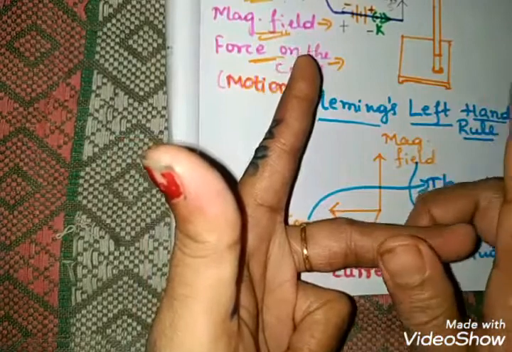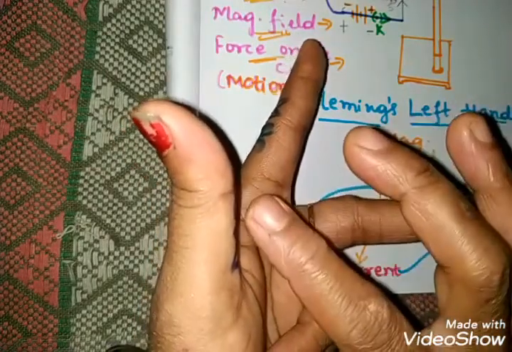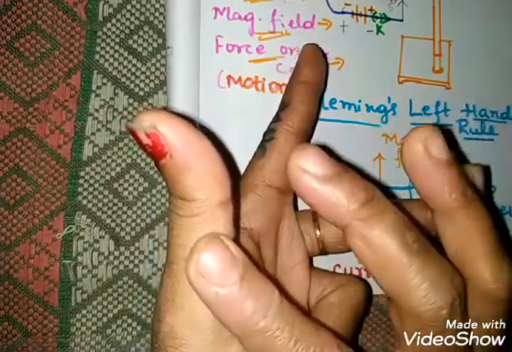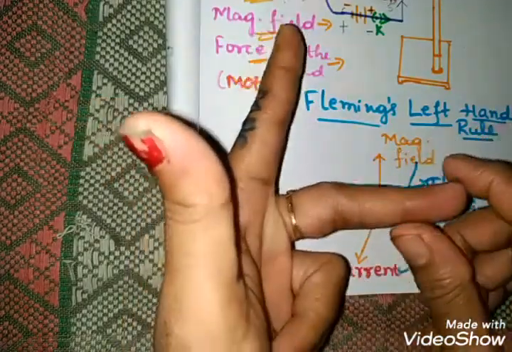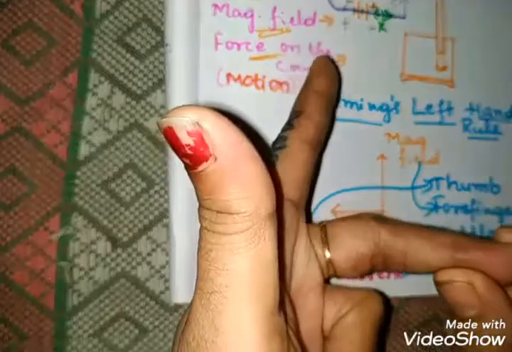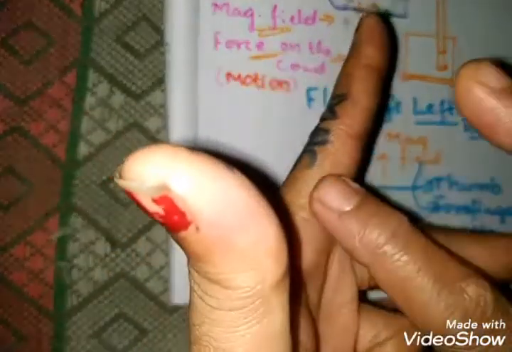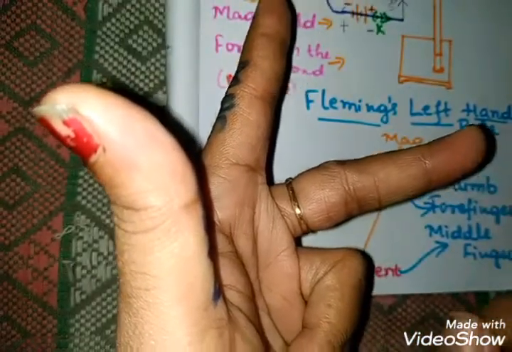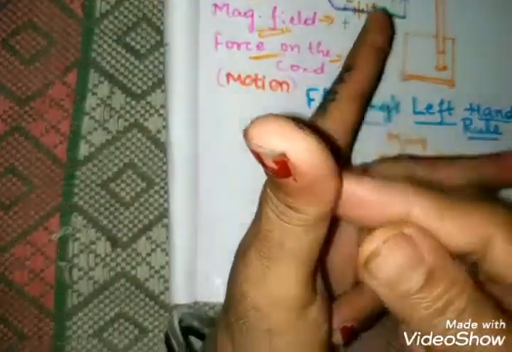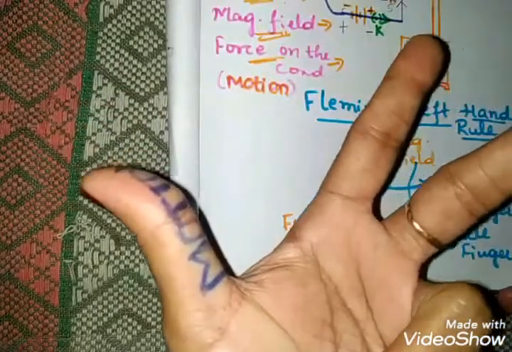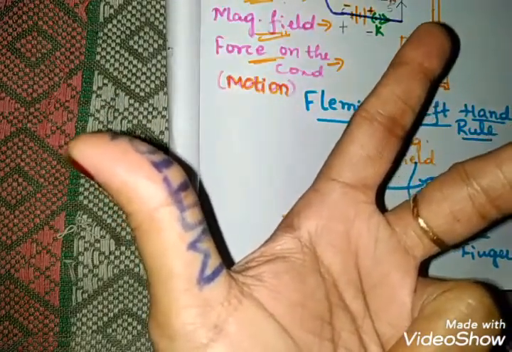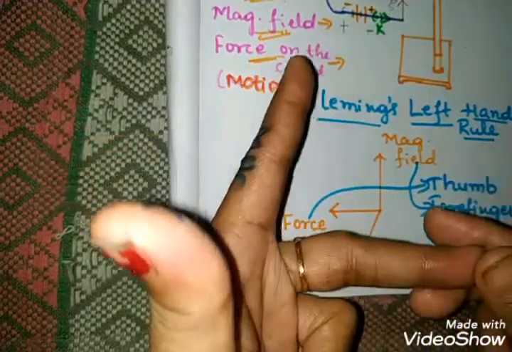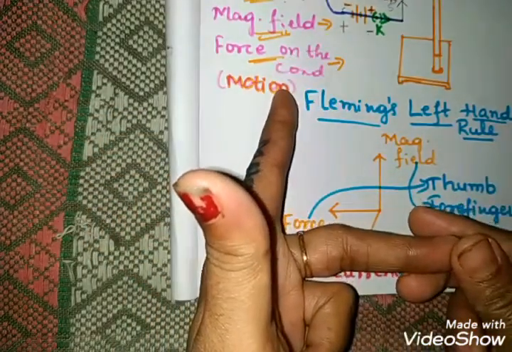Fleming's left hand rule states that when we stretch the three fingers, thumb, forefinger and middle finger of our left hand such that they are perpendicular to each other, then the forefinger indicates the magnetic field, the middle finger indicates the direction of the current, then the thumb indicates the direction of the motion of the conductor or the force experienced by the conductor. This is known as Fleming's left hand rule.